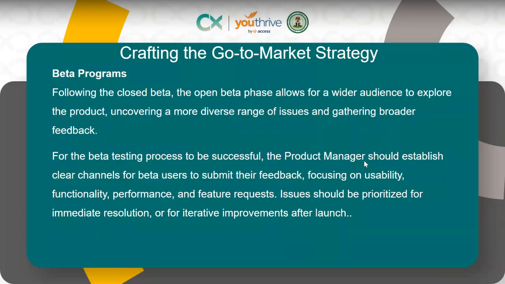We need features. So you're getting those things. All right. Issues should be prioritized for immediate resolution for iterative improvements such as the launch, right? So all of the issues that you get from that engagement, you prioritize them towards your next launch. Ensure that you are improving on that for your next launch.